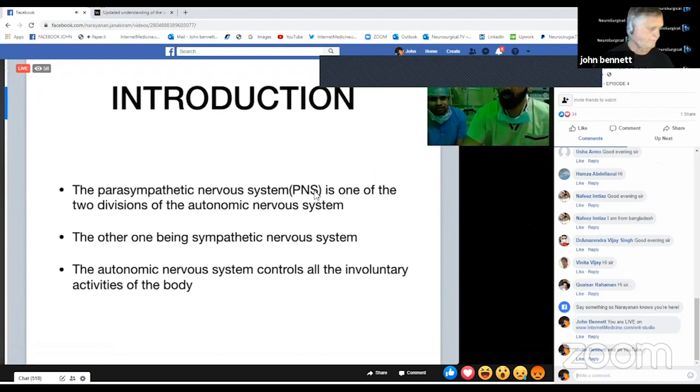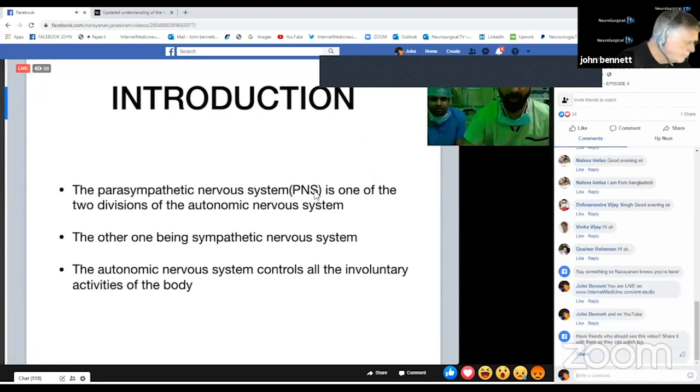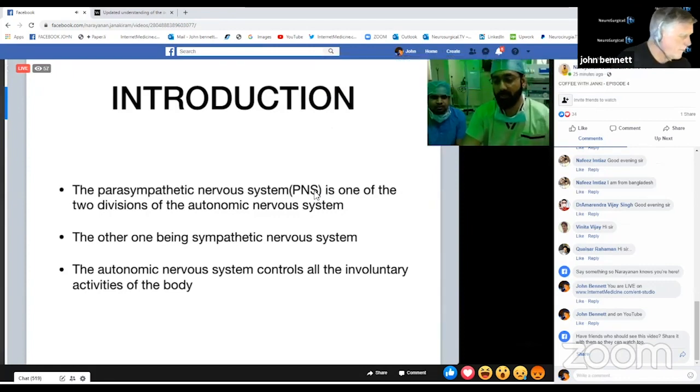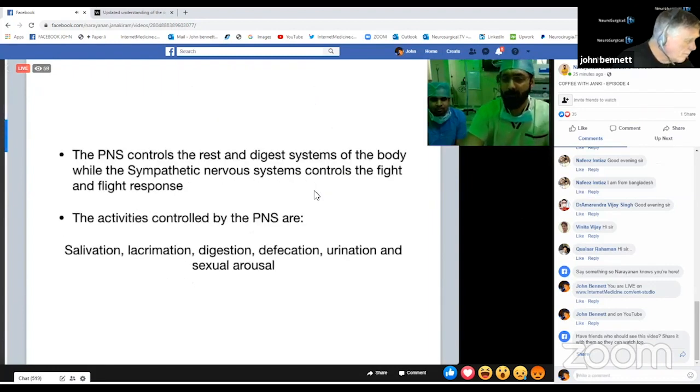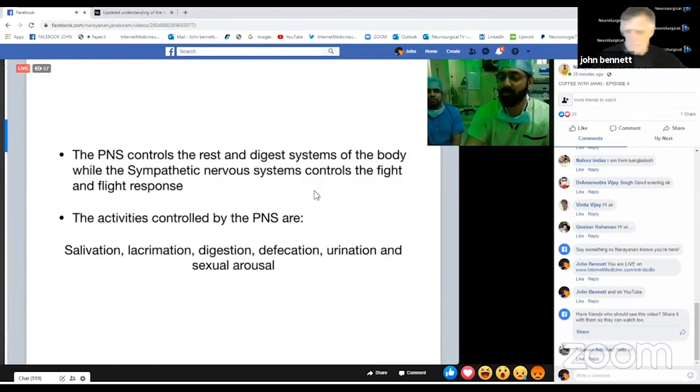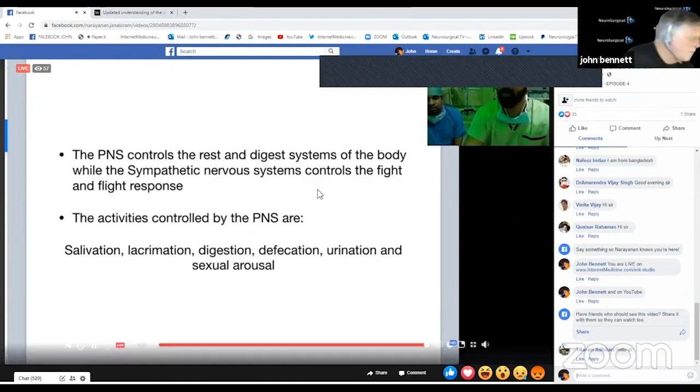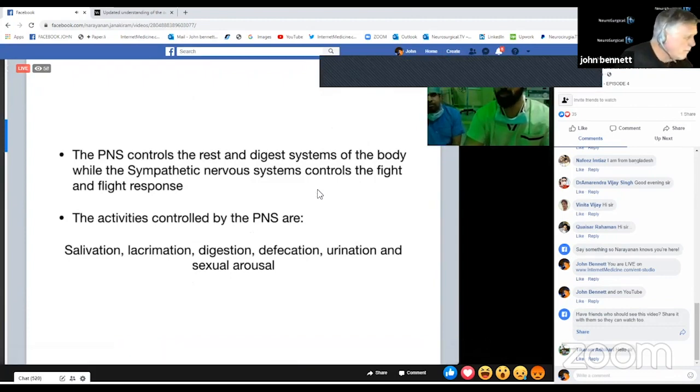Parasympathetic nervous system is one of the two divisions of the autonomic nervous system. The other one being sympathetic nervous system, of course. So it's parasympathetic and sympathetic nervous systems. The autonomic nervous system controls all the involuntary activities of the body. So I'm starting to teach the beginner also. So it controls the involuntary movements of the body. The parasympathetic nervous system controls the rest and digest system of the body, while the sympathetic nervous system controls the fight and flight response.